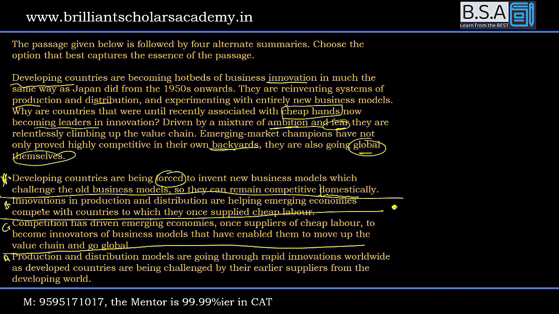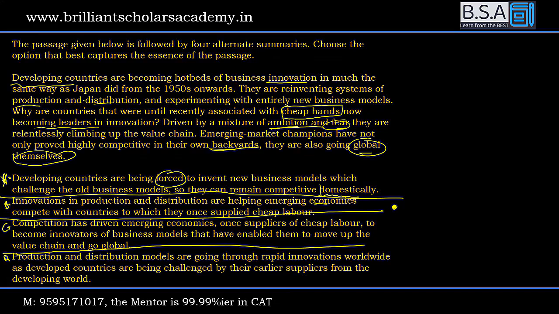B, innovation in production distribution. Yes, production distribution is helping emerging economies. Emerging economies are developing countries competing with countries to which they once supplied cheap labor. So I feel up to now B has covered everything so far.